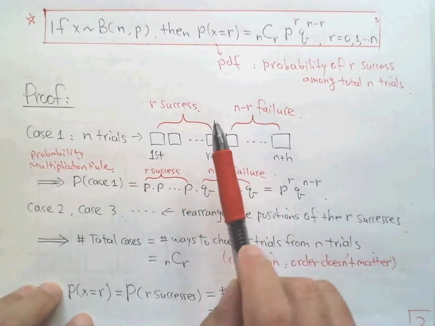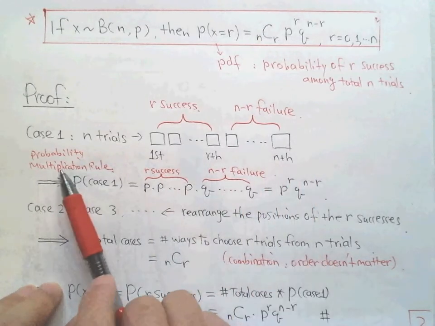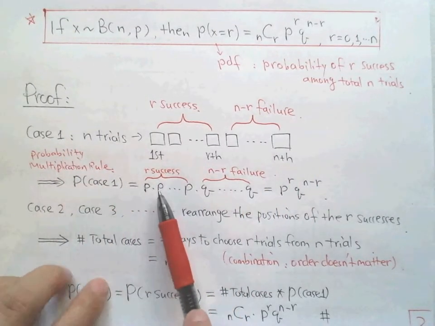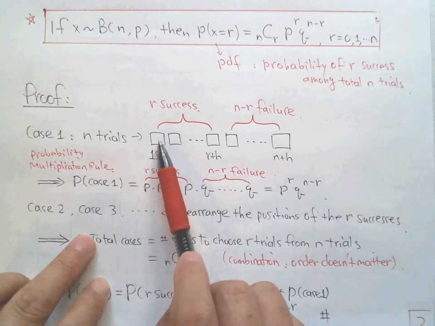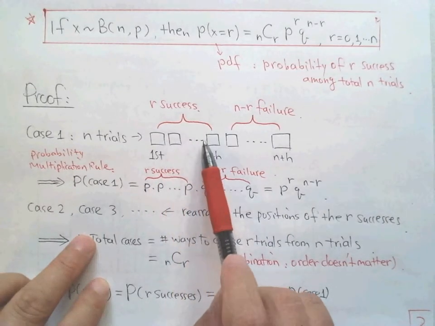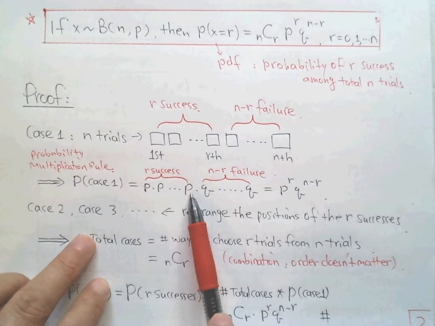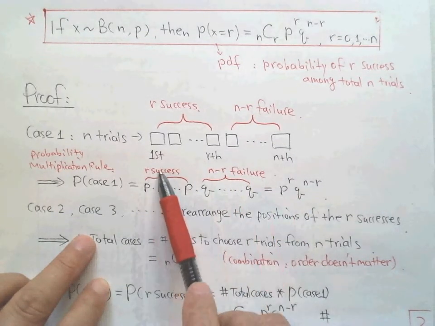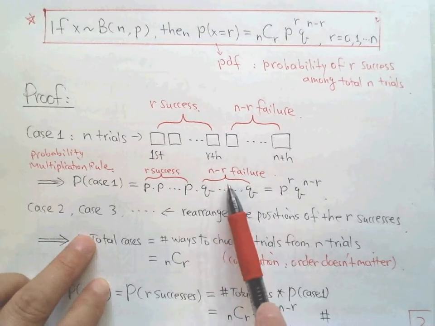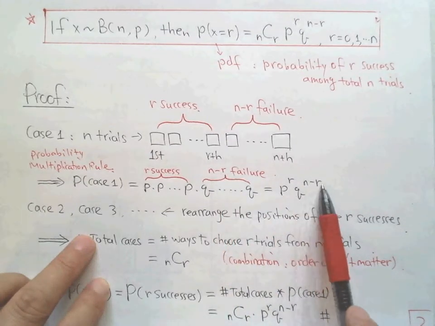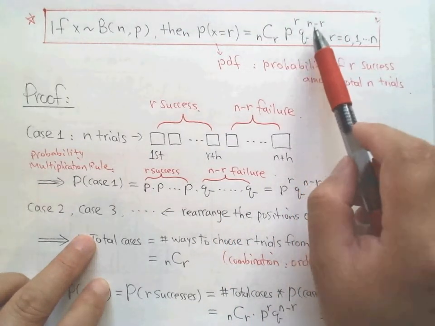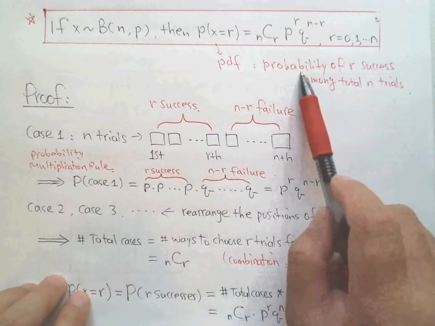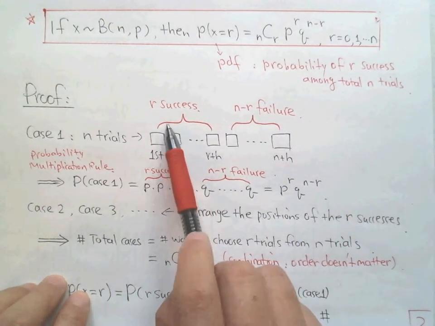That's the probability multiplication rule, right? For the probability of case 1, I get a success with probability p, times all the p's, R p's. And then q, all the q's. How many p? R. How many q? N minus R. This term is very similar with this term, right? It's exactly the same. But now think: the probability to get R successes is not only one case.